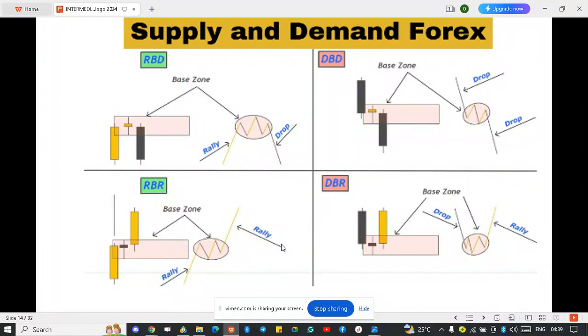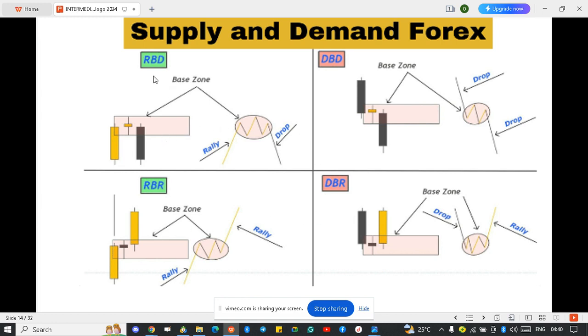There are two types of supply, and there are two types of demand. I'm gonna reiterate that. There are two types of supply zones, and there are two types of demand zones. Personally, I like to call them swing and continuation. What you have above at the top here are the types of supply zones, and the ones below are demand zones.